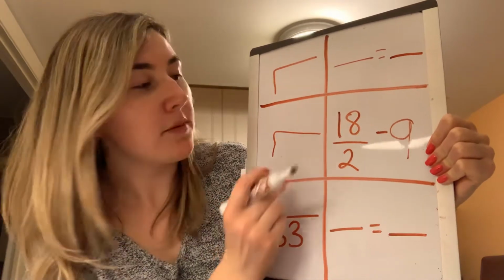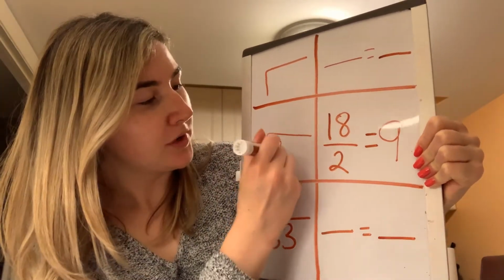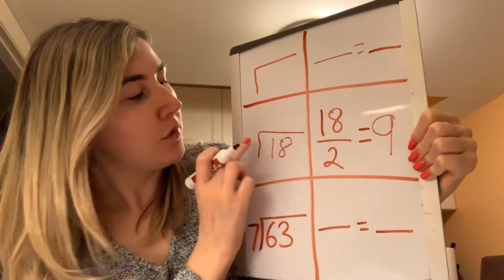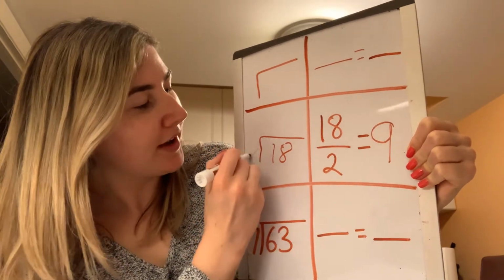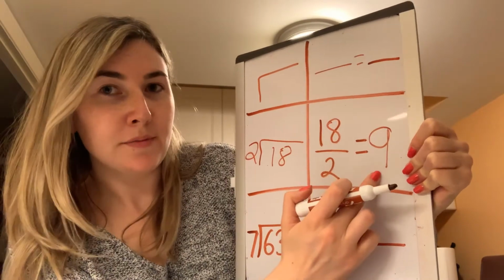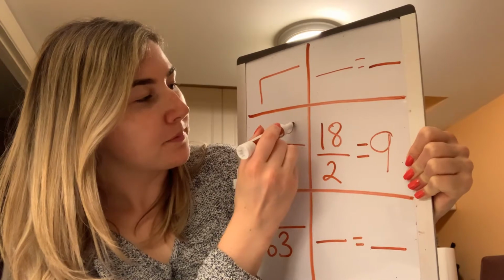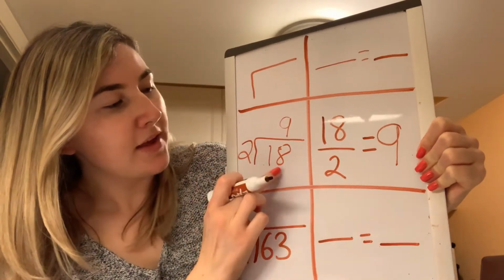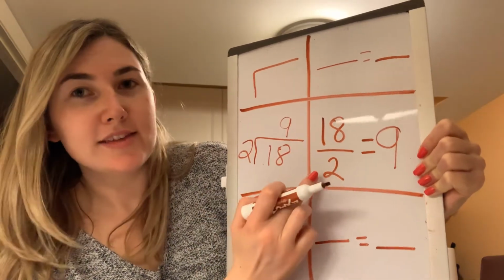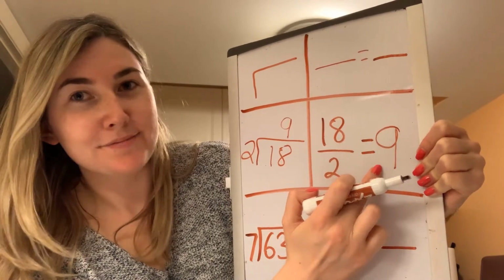Now I know our top number always goes underneath our division line. So we'll put 18 here. And the bottom number, our 2, will go at the side since it's dividing the main number. Now our answer, our whole number, will go at the very top in the appropriate place value column. So we have 18 divided by 2 equals 9, which is exactly the same as what we have on our other side. 18 divided by 2 equals 9.